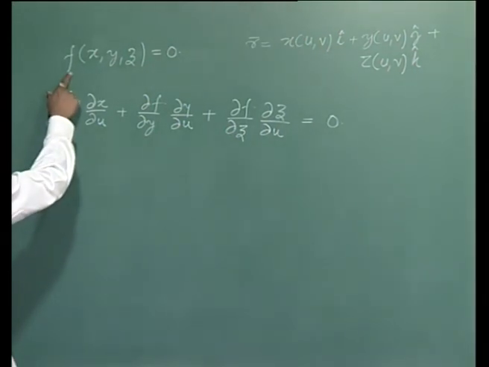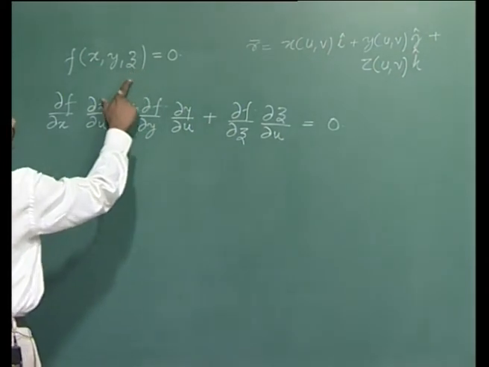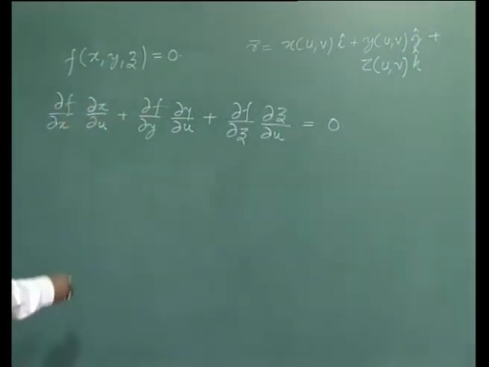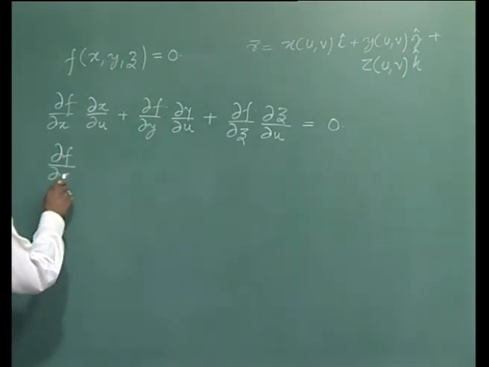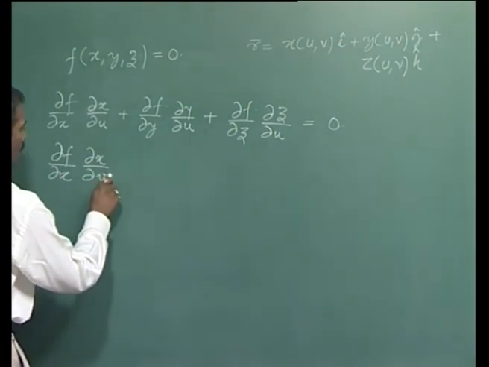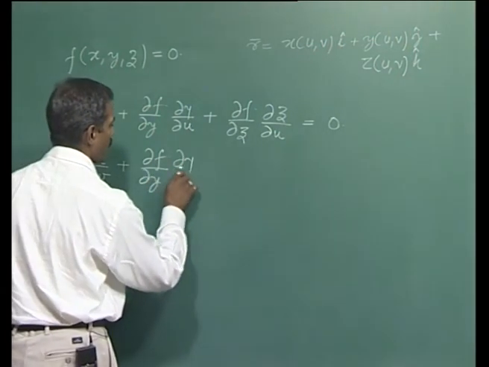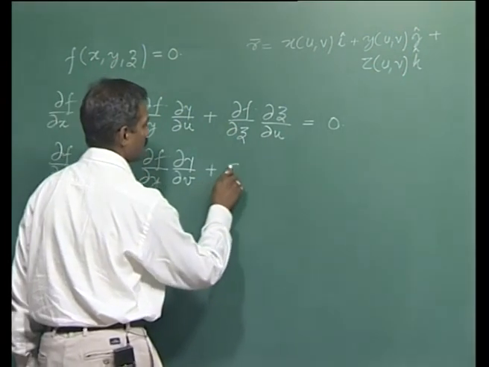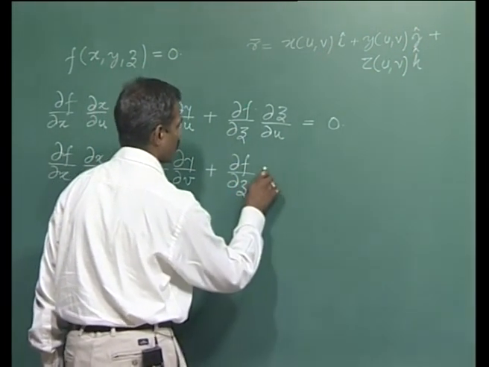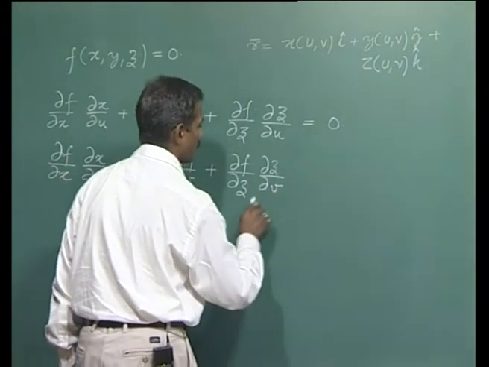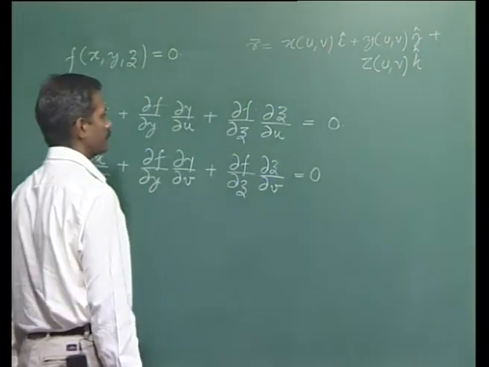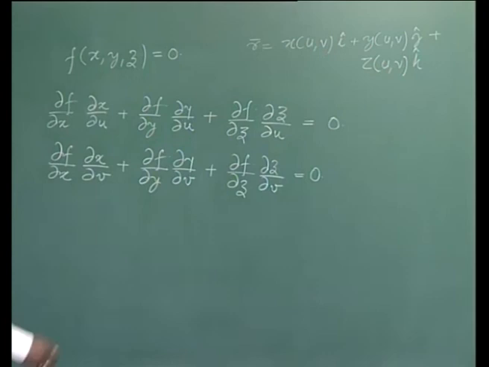Likewise, let's differentiate this equation with respect to the second parameter, v. Partial f over partial x, partial x over partial v plus partial f over partial y, partial y over partial v plus partial f over partial z, partial z over partial v is also equal to 0. Now let's try to express the two left-hand sides in a slightly different form as a dot product between two vectors.